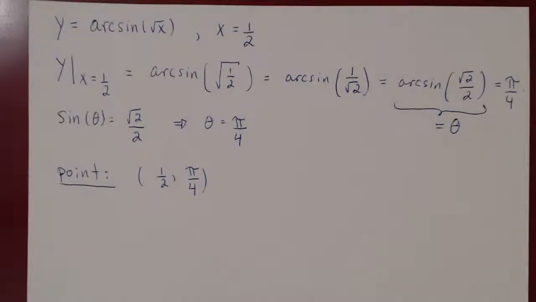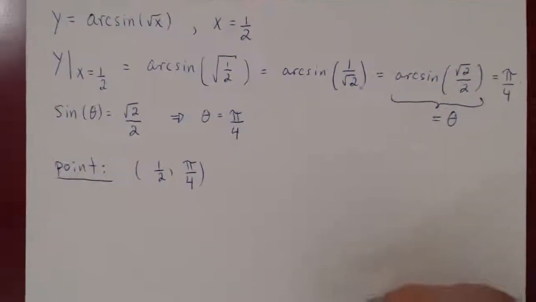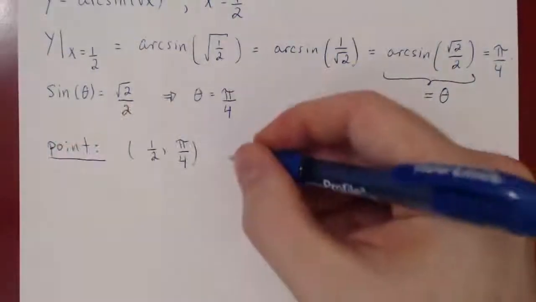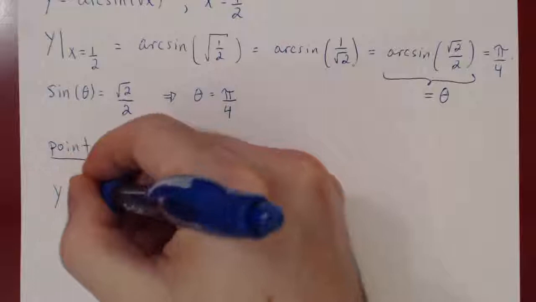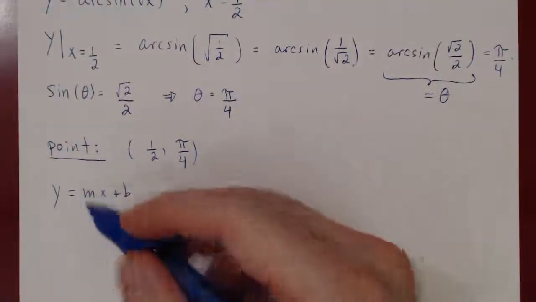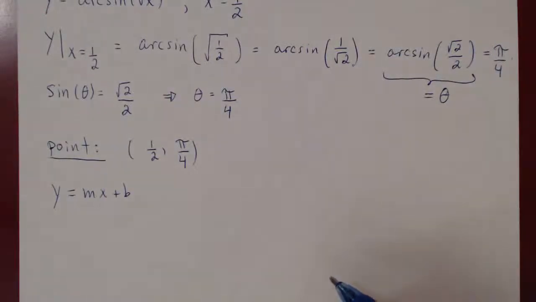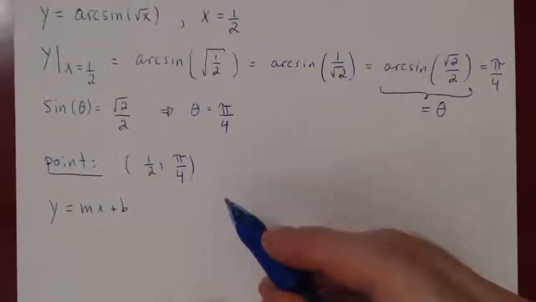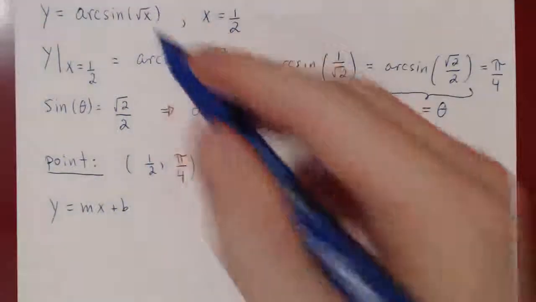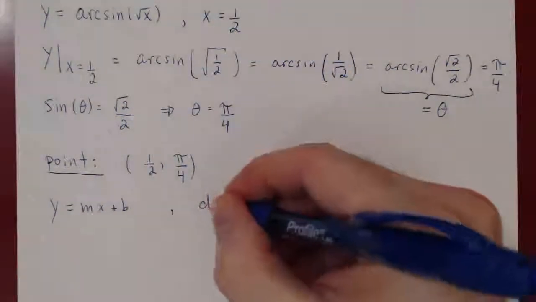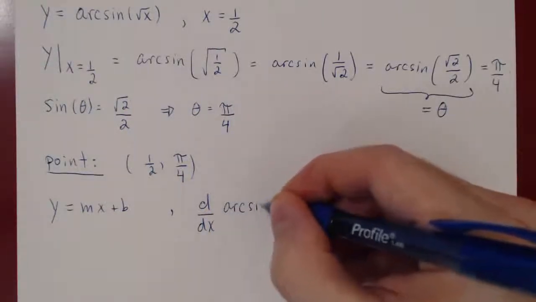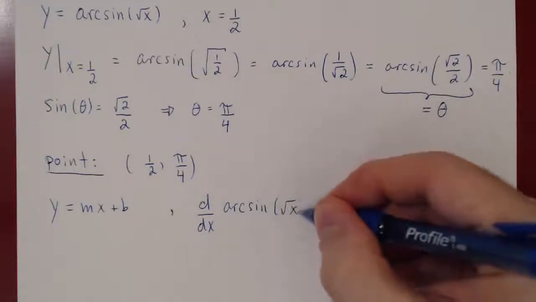Well, now if we want the equation of the tangent line, as always, it's just the equation of a line, so we write y equals mx plus b. As always, the slope of the tangent line is the derivative of the function at the point of interest, so let us differentiate arc sine, sorry, of root of x. So the derivative with respect to x of arc sine of root of x.